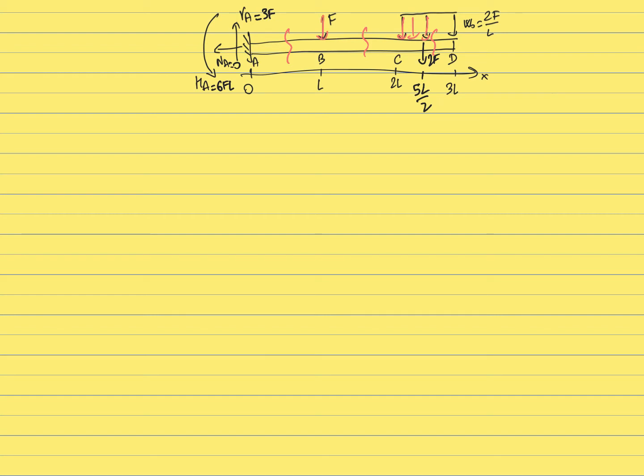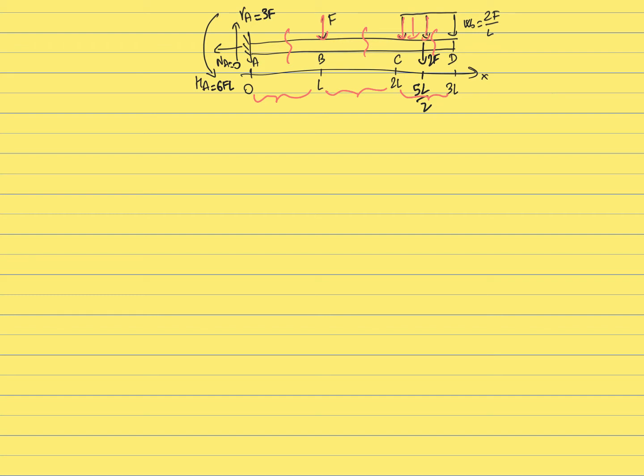So here we need to consider three cases. We need to consider what happens between 0 and L, what happens between L and 2L, and what happens between 2L and 3L. Those are the three cases that matter. Those are the three cases for which, after you cut the beam, you will have different forces applied to either the left or the right part of the beam.